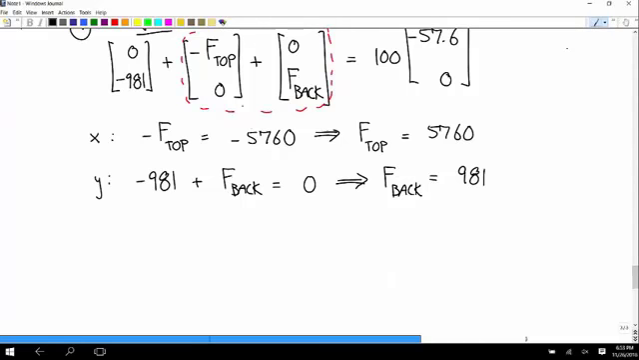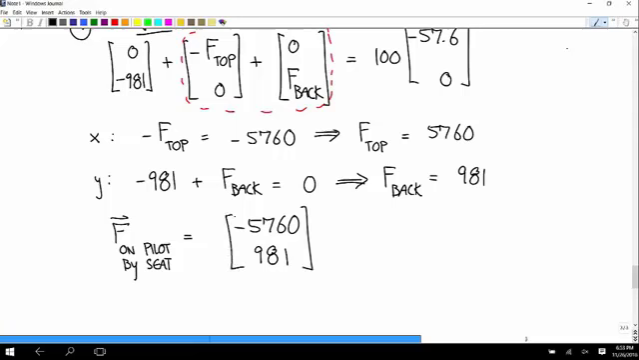And now we can plug these into the force vectors. So the force on the pilot by the seat is negative 5760, positive 981. I just added those two vectors together to make one. And the units are newtons.